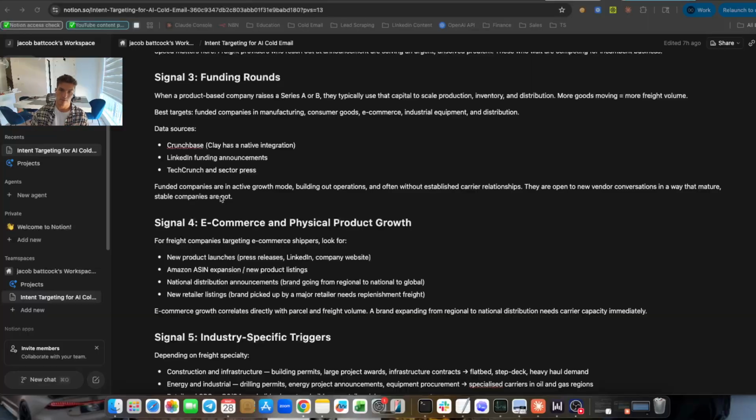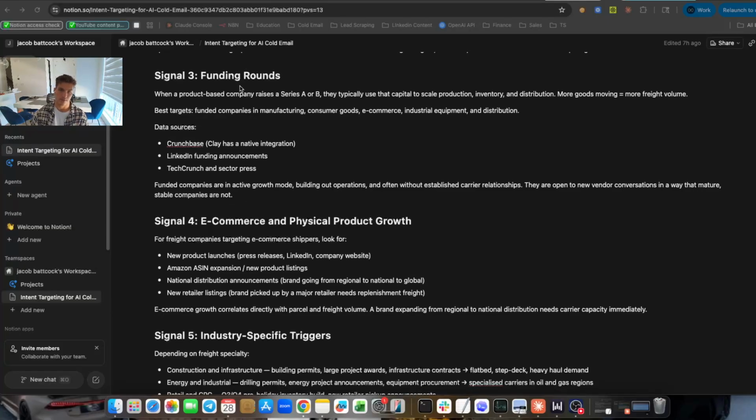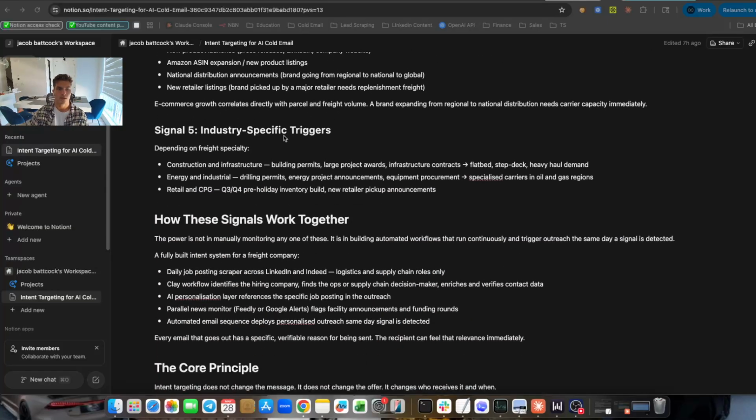Another thing to keep in mind is that product-based companies raising a Series A are typically more junior in their growth period, so they're less likely to have long-lasting relationships with carriers already established. These companies are going to be much more open to new vendor conversations in a way that the mature, stable, and very well-established companies that have been around for a long time probably won't be. So it's another thing to keep in mind when it comes to targeting based on funding rounds.